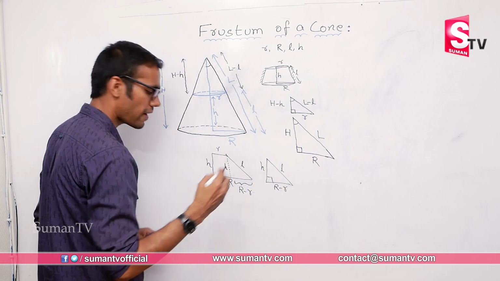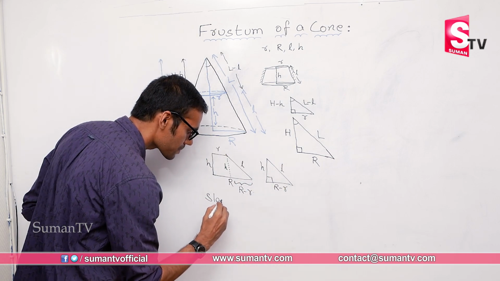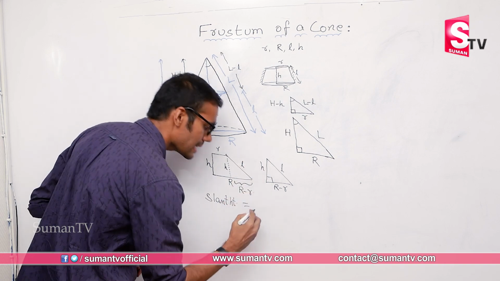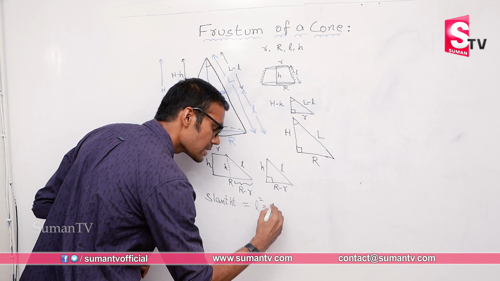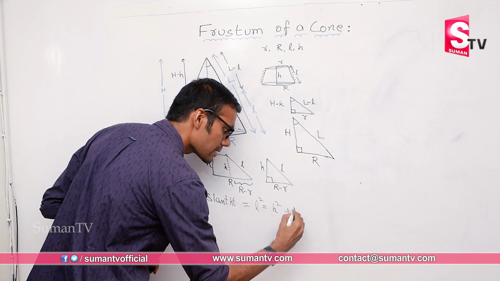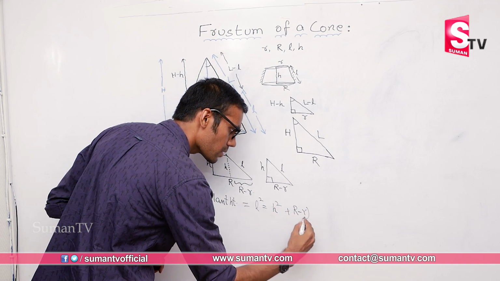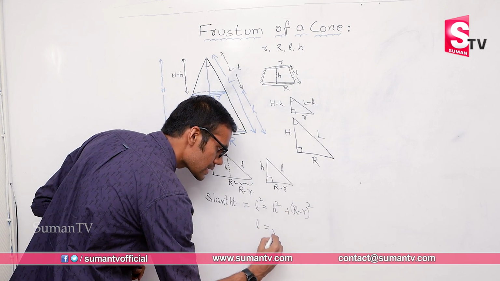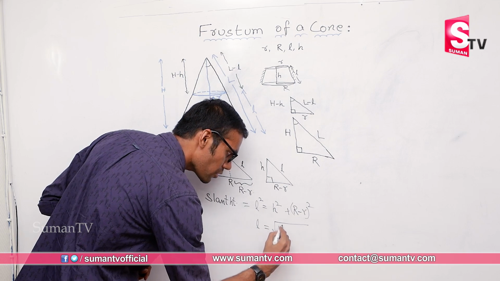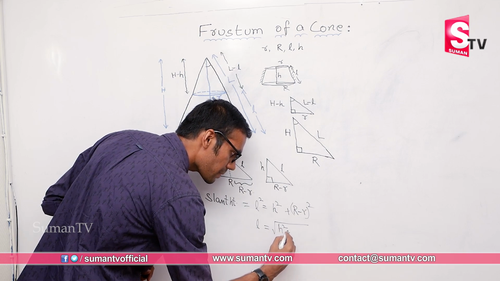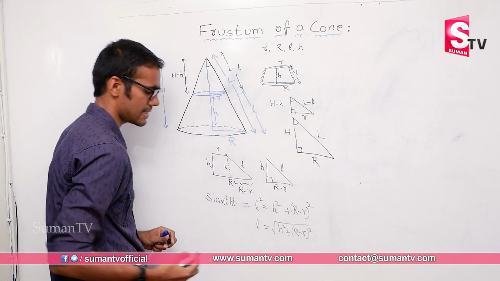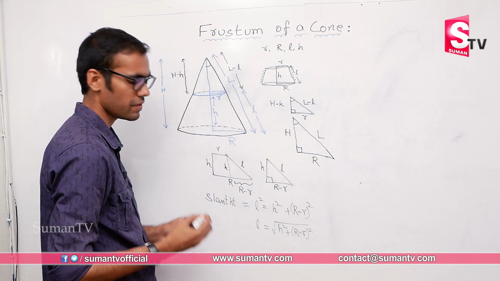So if you have to find the slant height of the frustum, it will be l square is equal to small h square plus (capital R minus small r) whole square. Now small l will be square root of h square plus (capital R minus small r) whole square. That's it. So this is the slant height of the frustum of cone.